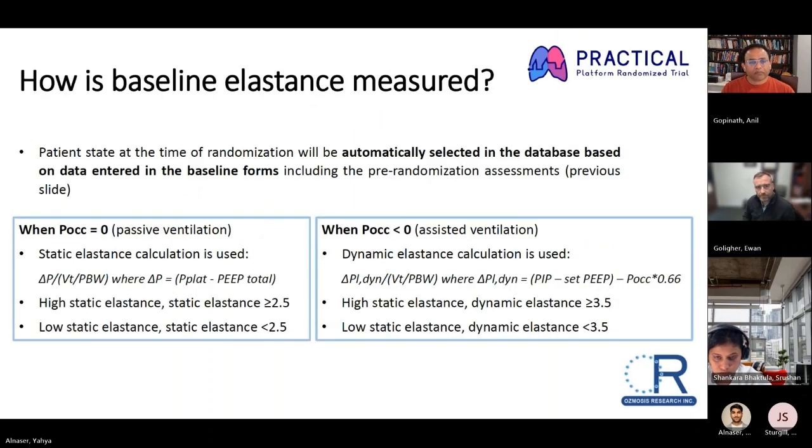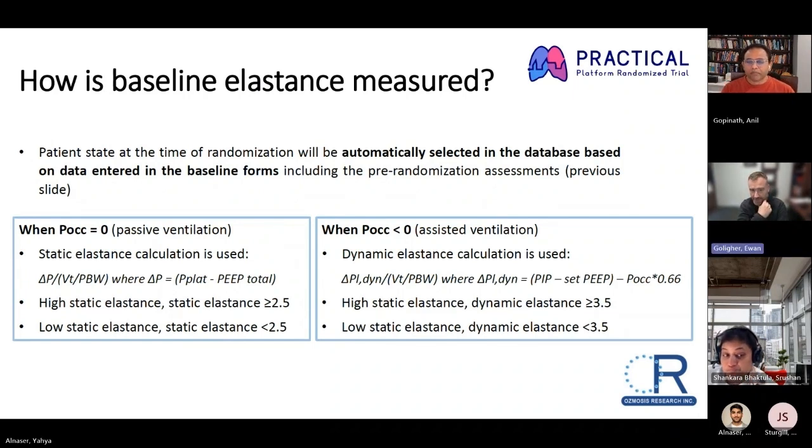Next slide. All right, so with all that physiology and measurement information in place, how do we actually measure elastance? Well, if the patient's not breathing, they're passively ventilated, you measure the POC and it's 0. So if you do an occlusion maneuver and nothing happens, then we call that a POC of 0. And in that case, we use the static mechanics. So that would be the driving pressure, plateau pressure minus PEEP, divided by the tidal volume in mils per kilo. And if the value's at or above 2.5, then the patient's classified as having high elastance. If it's below 2.5, then the patient's classified as having low elastance.